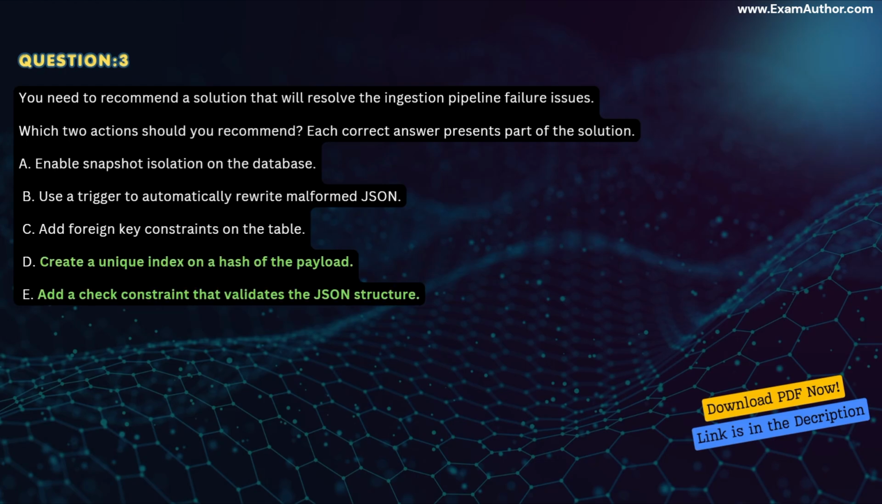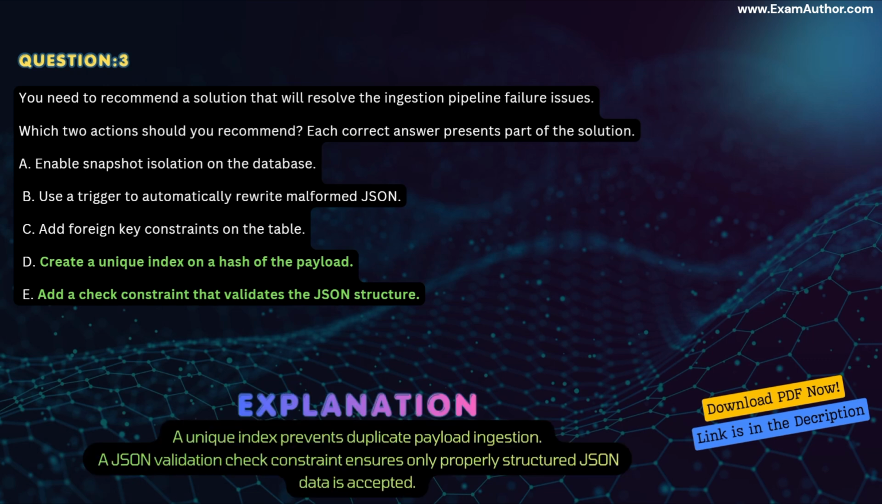Correct answer D and E. Explanation. A unique index prevents duplicate payload ingestion. A JSON validation check constraint ensures only properly structured JSON data is accepted.